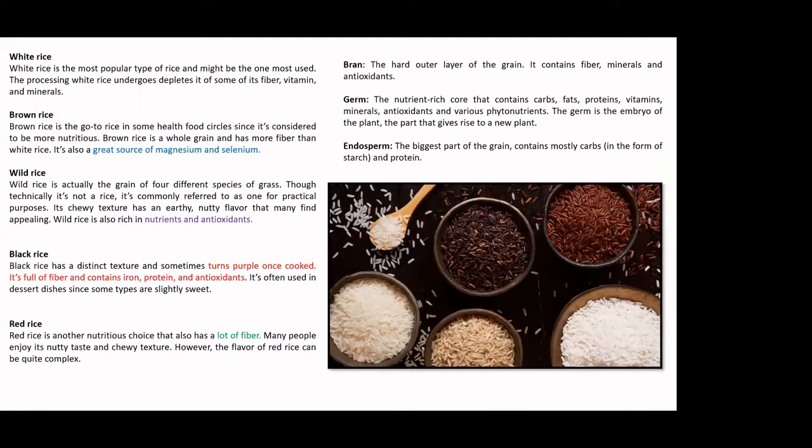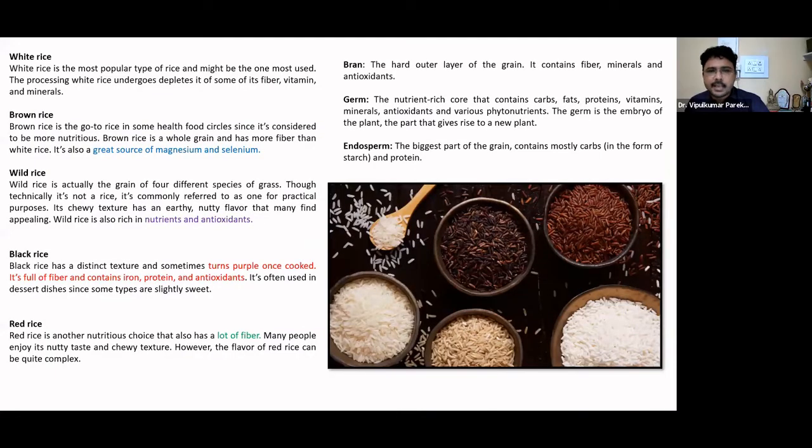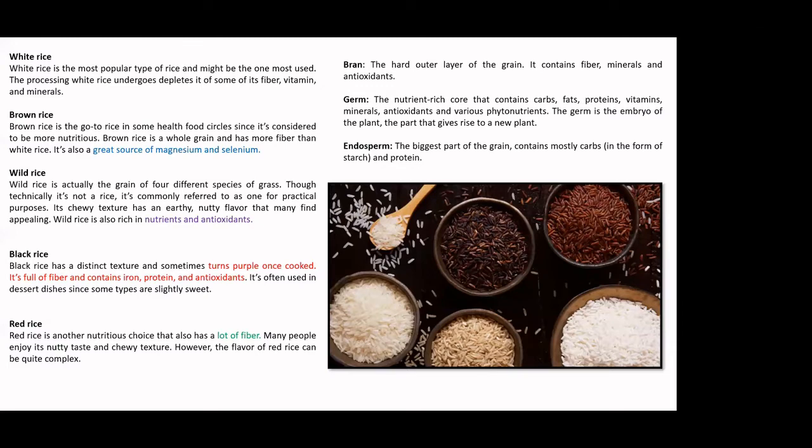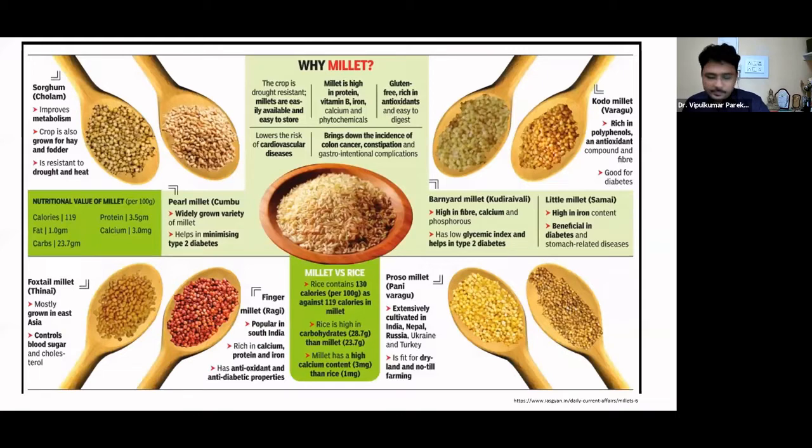In the same way with the rice we are eating, it is not simply white rice. It is rice which has brown color, black color, red color, and it also comes under the wild category. Each and every rice has its own significance. But what we are eating is only one white rice. In the same way, millet is nowadays in town.